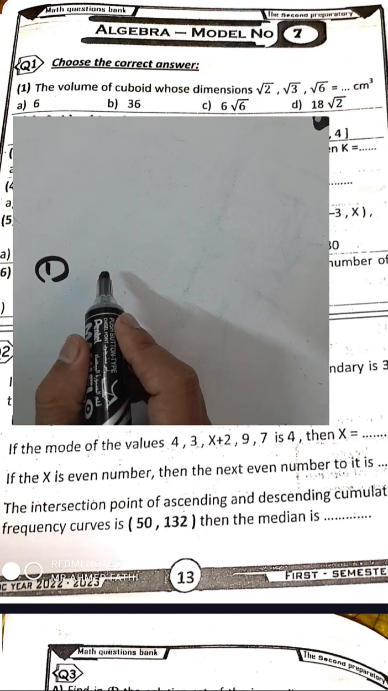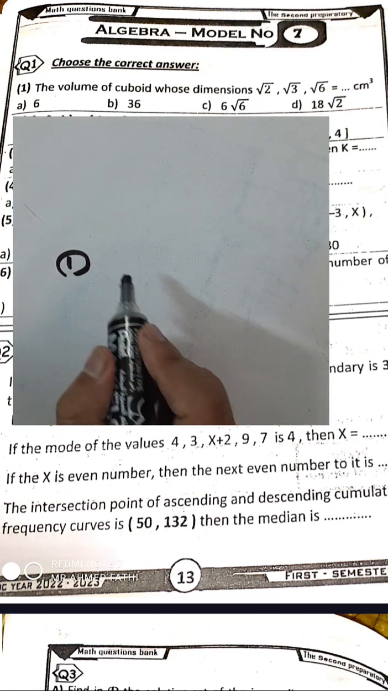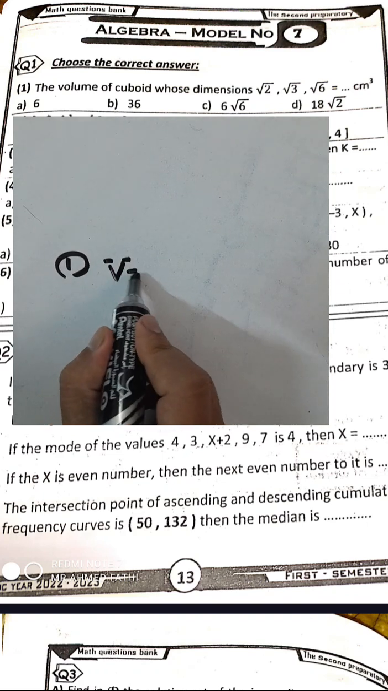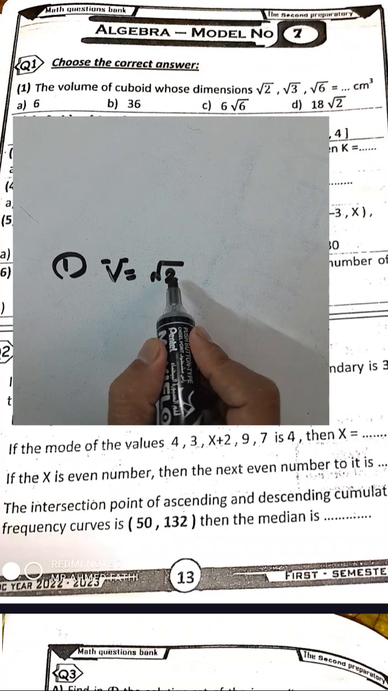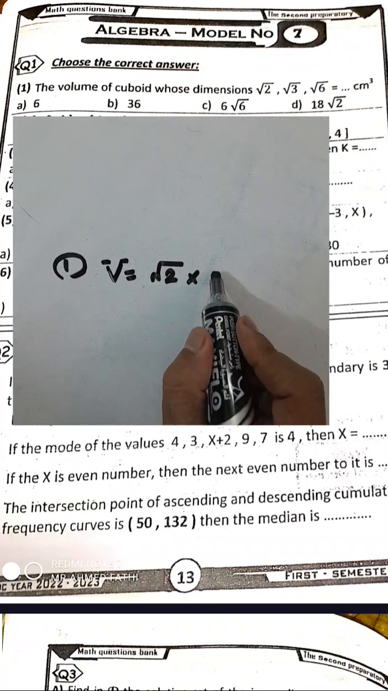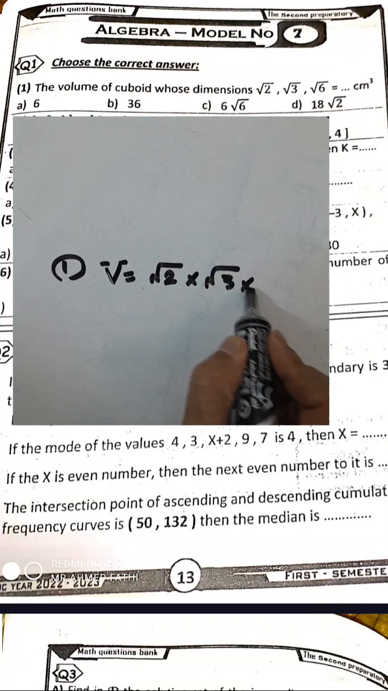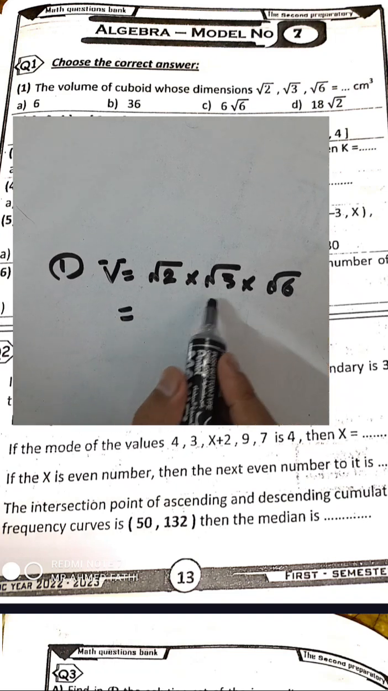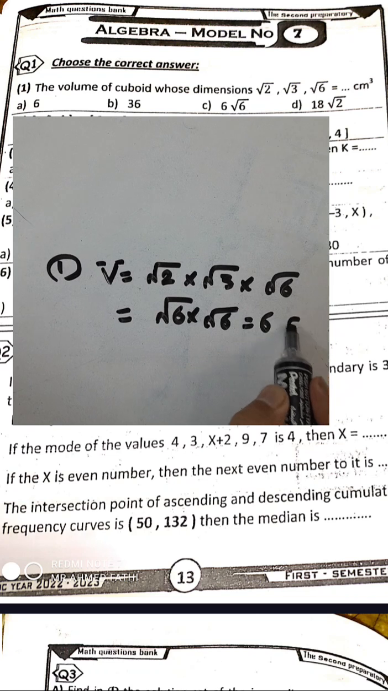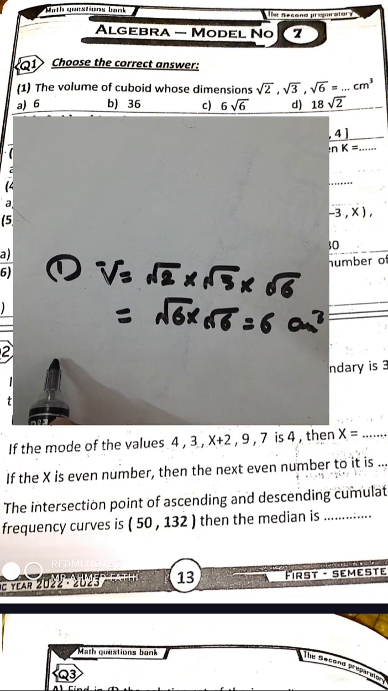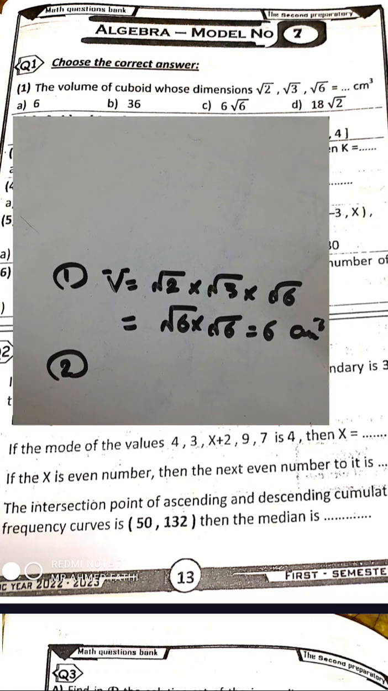Number one, the volume of a cuboid with dimensions root 2, root 3, root 6. You can find the volume by the product of length by width by height. The volume of the cuboid equals root 2 times root 3 times root 6. Root 2 times root 3 will be root 6, times root 6, the result will be 6 cubic centimeters. That was question number 1.